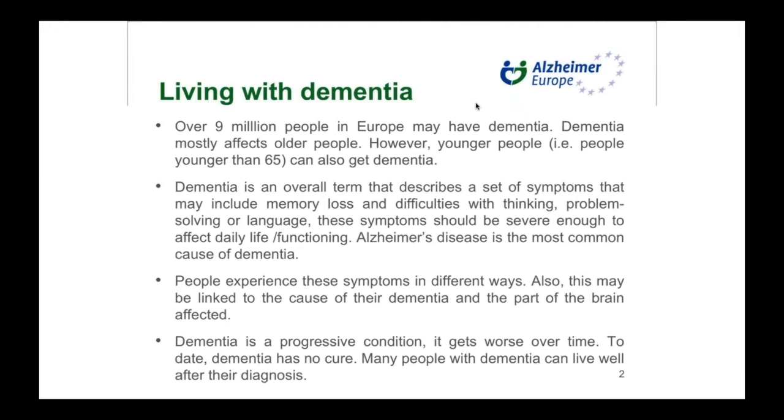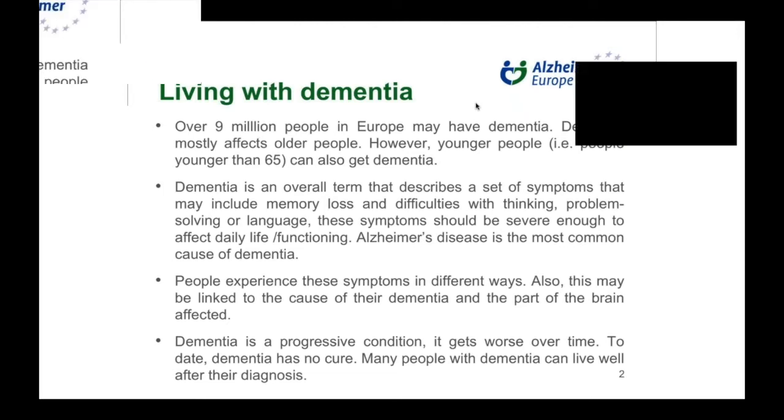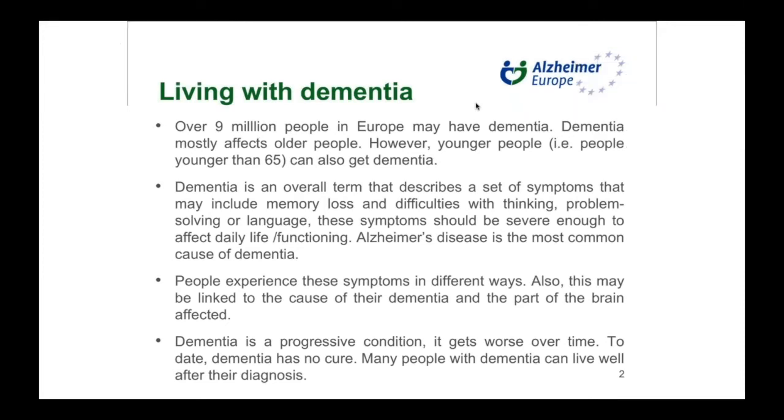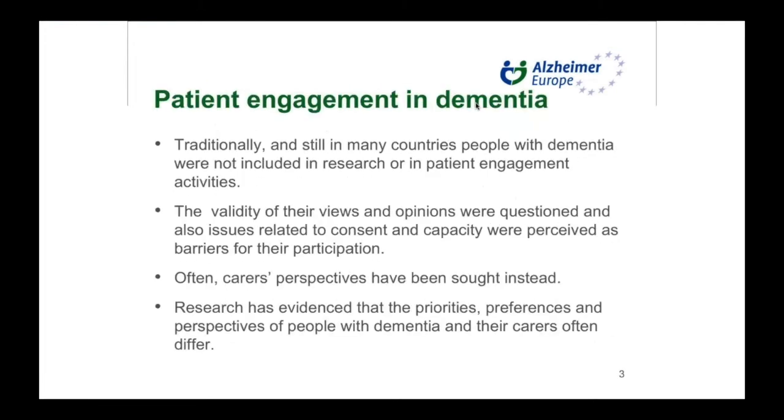Dementia is a progressive condition. That means that the symptoms will get worse over time. To date, dementia has no cure. However, there are some pharmaceutical and also non-pharmaceutical interventions and some care and support which can help to alleviate the symptoms and help people to live better with dementia. Many people today are living well with dementia after the diagnosis. Next, please.